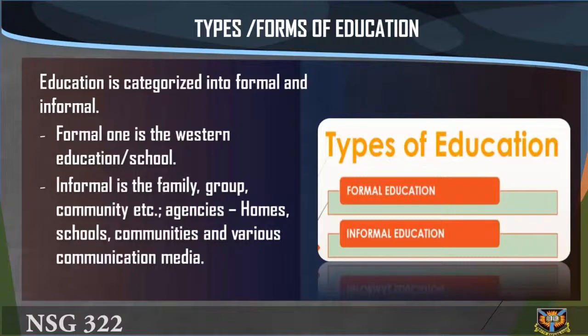Types or forms of education. Education is categorized into formal and informal. Formal is the Western education, school. Informal is the family, group, community, etc. agencies, homes, schools, communities, and various communication media.